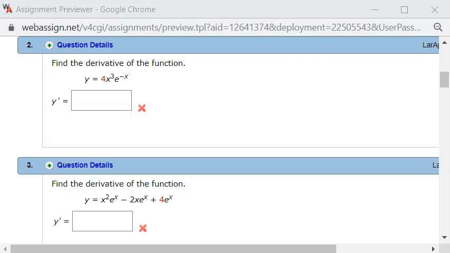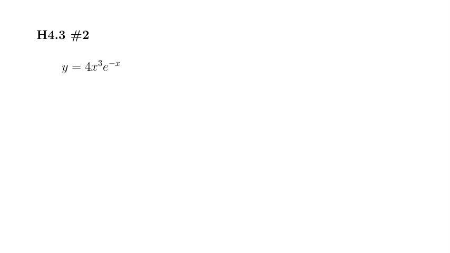All right, let's look at homework 4.3, problem number 2. We want to find the derivative of this function here. First you pull the 4 out. 4 is just a constant multiple, right? So I'm going to just pull that out.